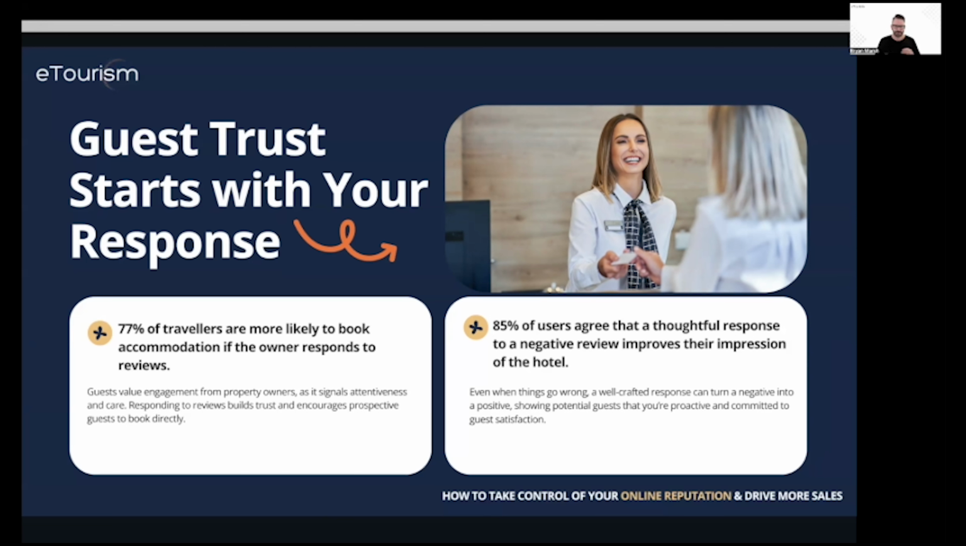85% of users agree that a thoughtful response to a negative review improves their impression of the hotel. And when I say hotel, resort, motel, service department, all the same. Even when things go wrong, a well-crafted response can turn a negative into a positive, showing potential guests that you're proactive and committed to guest satisfaction.